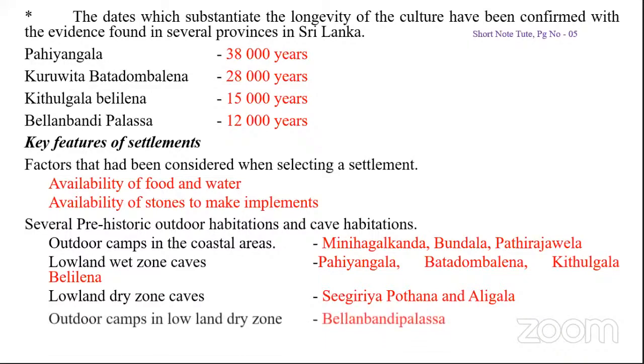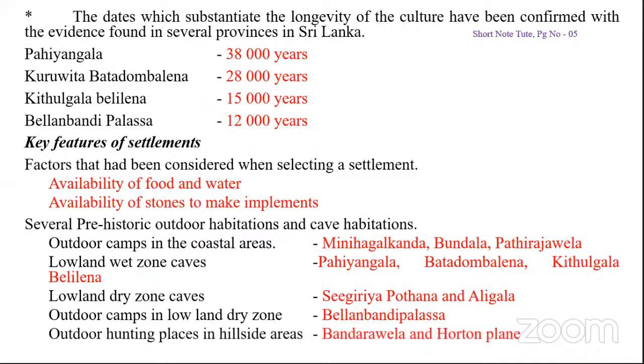Then outdoor camps in the lowland dry zone, that's an outdoor camp. Now see, there are 2 outdoor camps we have studied, in coastal areas and the lowland dry zone. 2 types of caves we learned, lowland wet zone caves and lowland dry zone caves. So only one example for the outdoor camps in the lowland dry zone, what was it? Bellanbendi Palassa. Outdoor hunting places in hillside areas. That means mountainous areas. That's also an outdoor hunting place because there are no caves there. So Bandarawela and Horton Plains. Now, one of the past paper questions that had been asked is what?